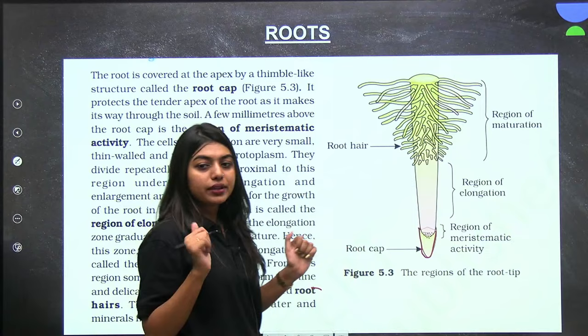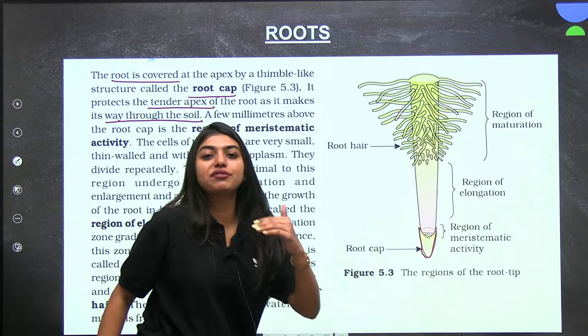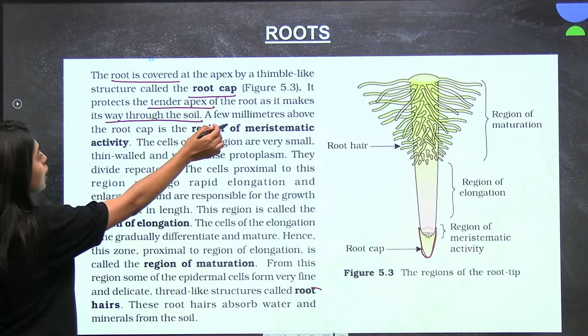Clear? Okay. So, you see the root is covered by a root cap which protects the tender apex of the root and it makes the way through the soil. Basically they are protecting the root tip because if that gets damaged then the growth is going to stop. Because even after that we have the region of meristematic activity, right. So, a few millimeters above the root cap is the region of meristematic activity.